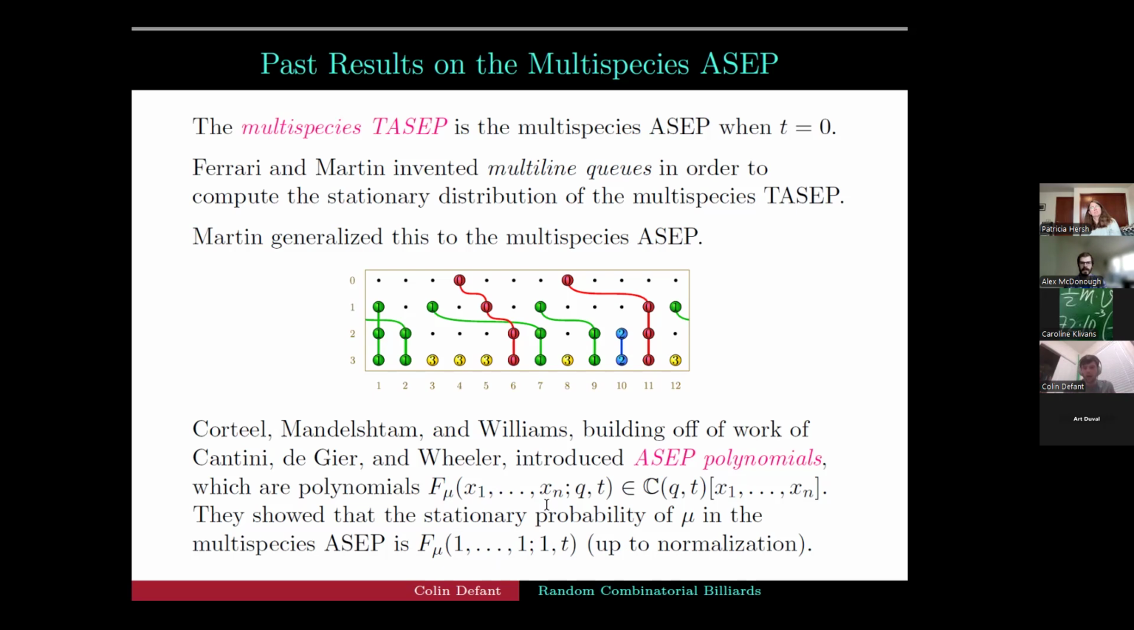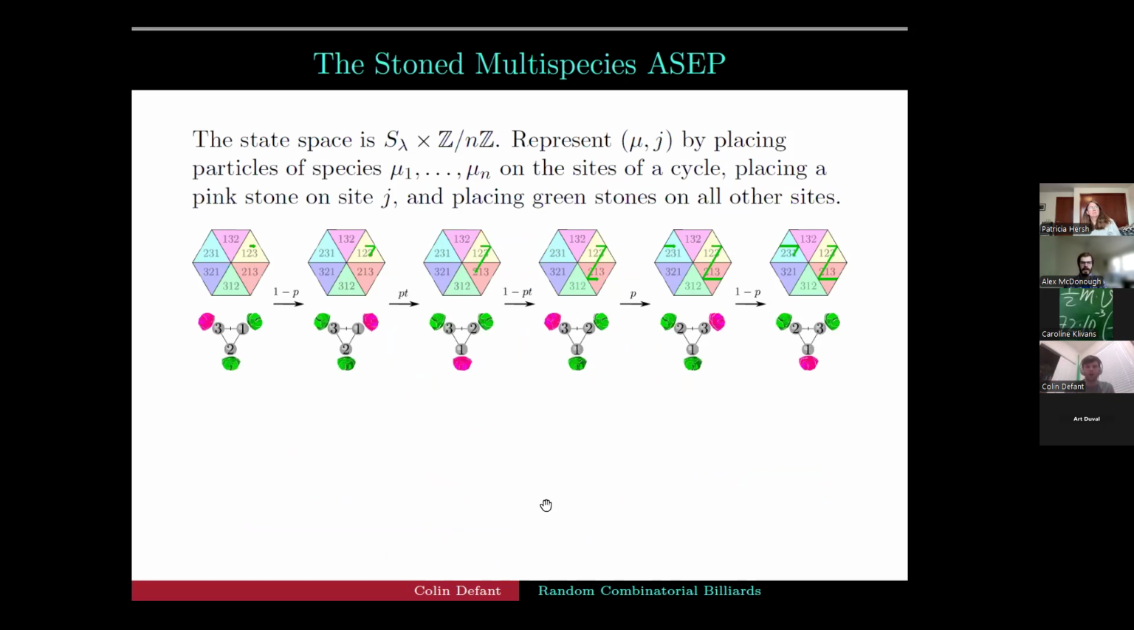Okay, so I want to define a variant of the multi-species A-set that I'll call the stoned multi-species A-set. So here, the state space is going to be S lambda cross Z mod NZ. And to represent a state mu comma J, well, I'm going to represent mu just like before. Right, so mu is some tuple, mu1 through mu n. So I put particles of species mu1 through mu n along the cycle, just like before. But now to represent J, I'm going to put a pink stone on site J, and I'm going to put a green stone on each of the other sites.